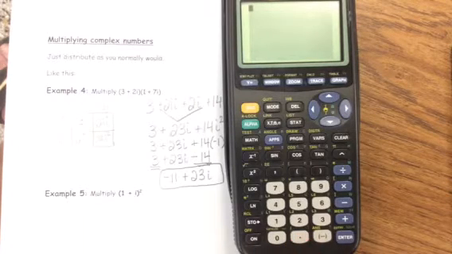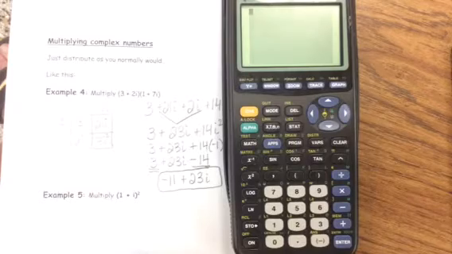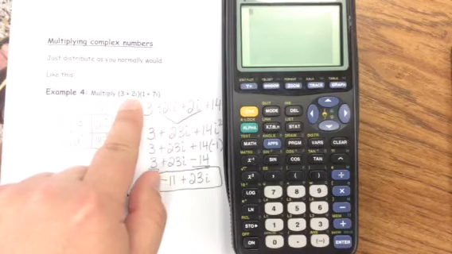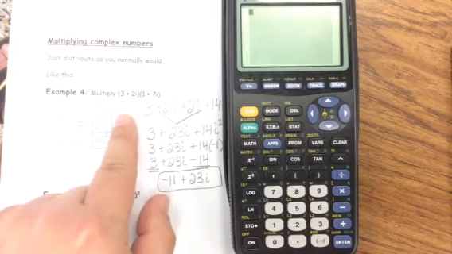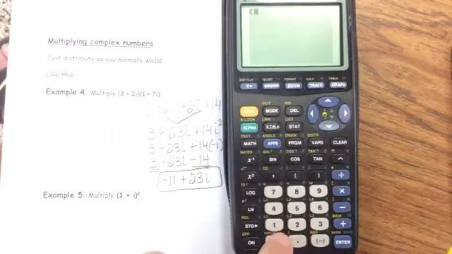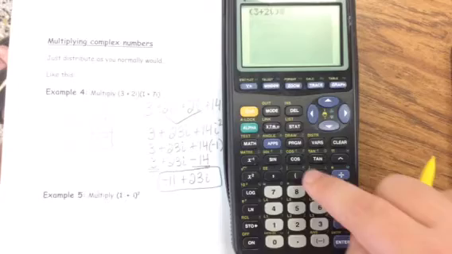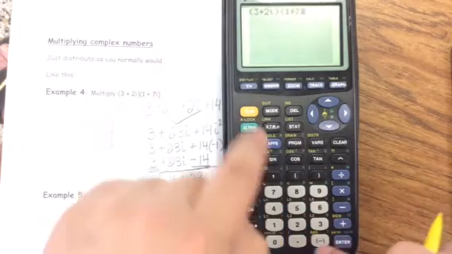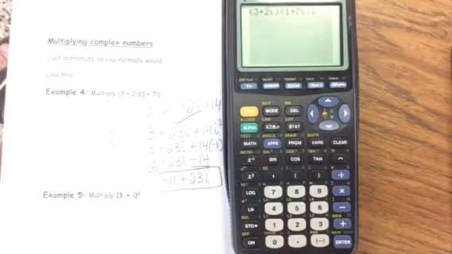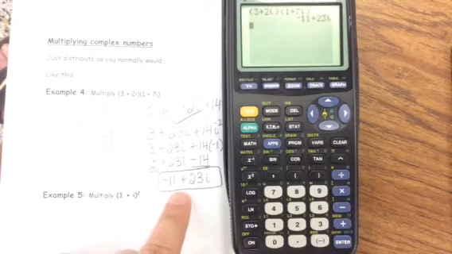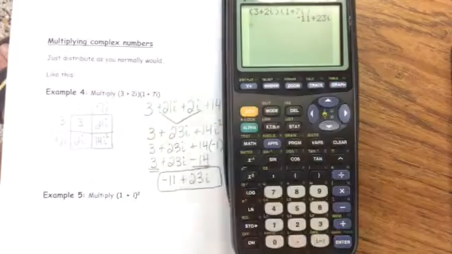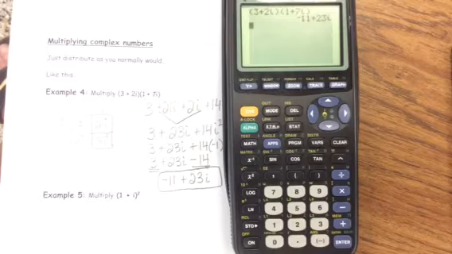It is the i. All right, so if you want to do this without doing it by hand, you type it in exactly how you see it. 3 plus 2i, close my parenthesis. 1 plus 7i, close my parenthesis. And then all I got to do is press enter. And as you see, we got -11 plus 23i. My calculator here says -11 plus 23i, and I'm done.